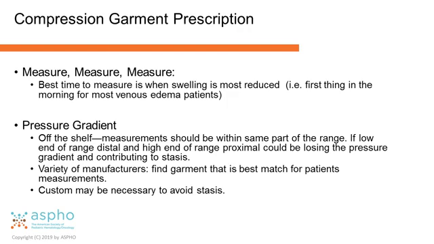So it's so important to keep that pressure gradient. If you have an off-the-shelf garment and the patient's in the low end of the range distally and the high end of the range proximally, you could be losing that pressure gradient, and that could cause stasis and cause more issues. So we use a variety of manufacturers so that we can try to find a garment that really does match that patient's measurements, so we're making sure we maintain that pressure gradient. And frequently we will have to go to custom to make sure that we're avoiding stasis.